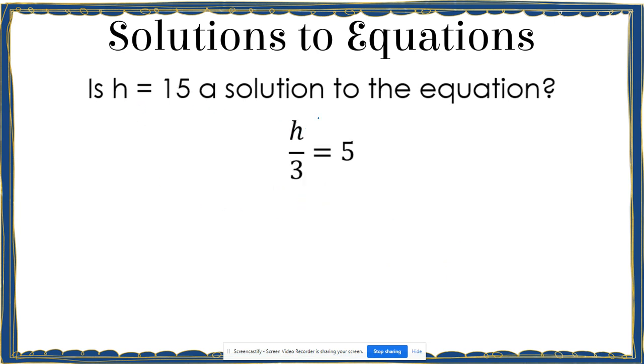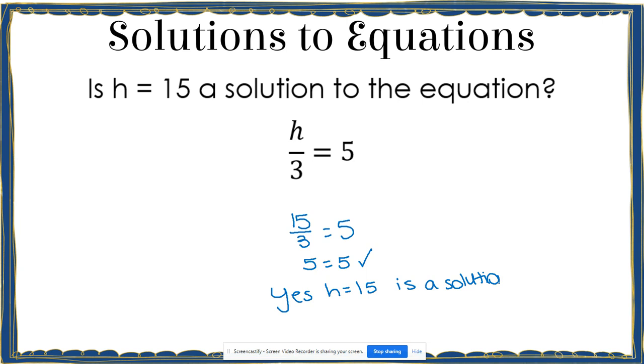Next, is h equals 15 a solution to the equation h over 3 equals 5? Well, I'm going to replace or substitute 15 for h. So I'm going to write 15 for h, and then I'm going to write the rest of my equation, which says over 3 equals 5. And now I need to simplify this side of my equation. And remember that when I have a fraction, it actually tells me to divide. So this really says 15 divided by 3. So if I solve 15 divided by 3, I get 5, and my equation now says 5 equals 5. Well, because this is true, I can say yes, h equals 15 is a solution to this equation.